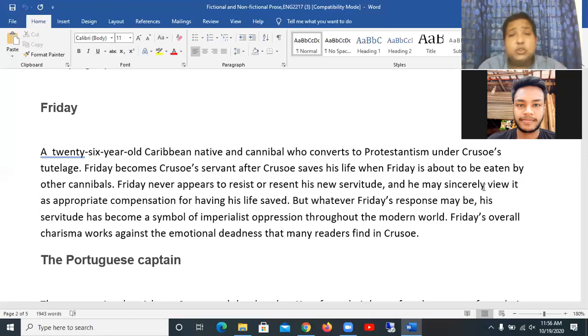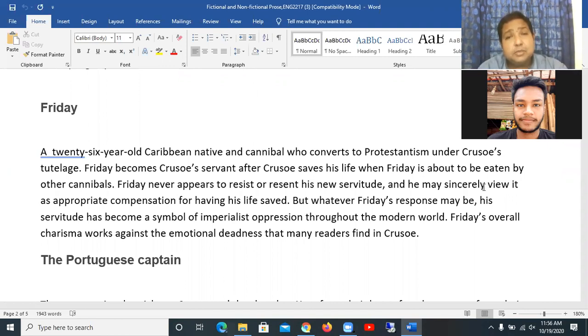Friday becomes Crusoe's servant after Crusoe saves his life. When Friday is about to be eaten by other cannibals, Friday was very much grateful to his master, Robinson Crusoe, because he was about to die.